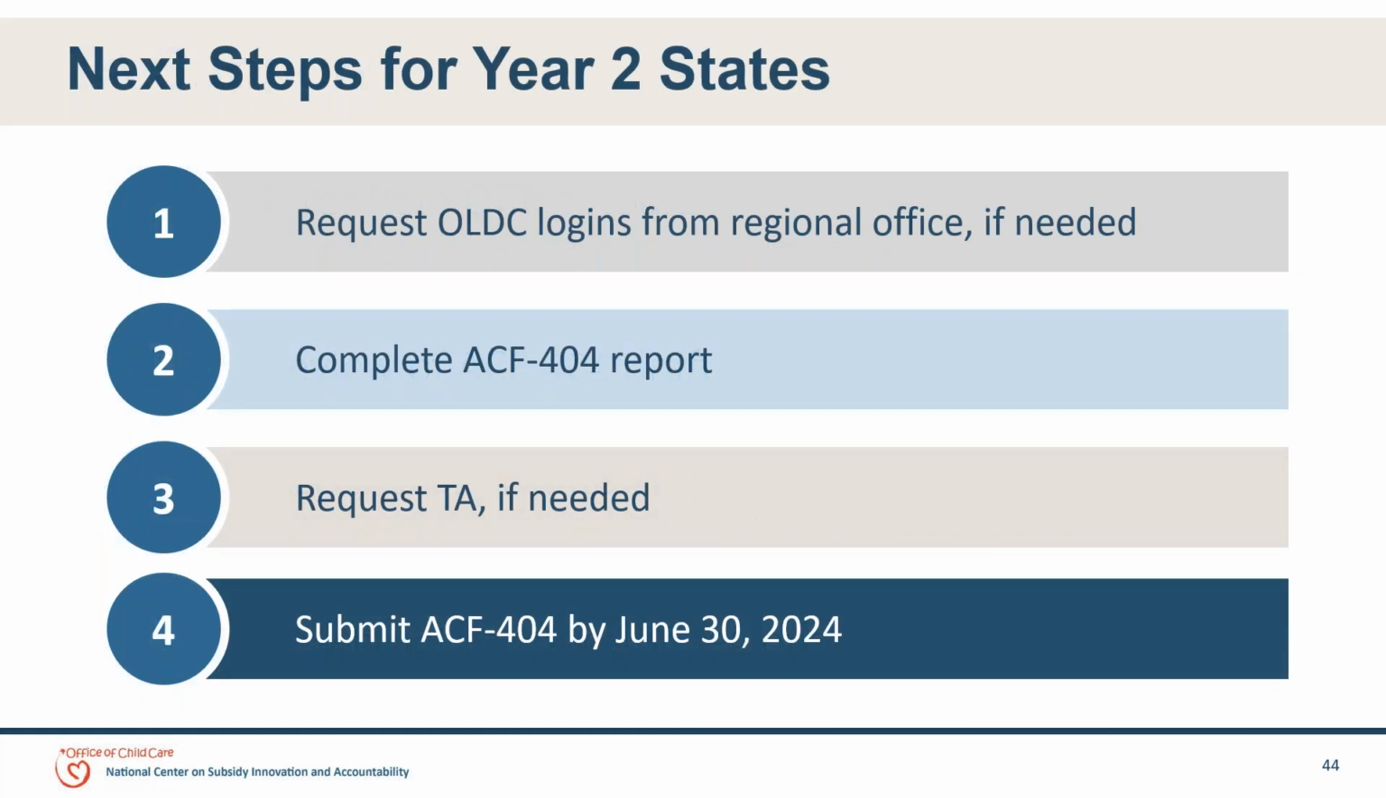Right, here's your next steps. Request OLDC logins if needed. If you already have your logins, please test your access to make sure you're able to get into the system. Complete your report, request TA if needed, and of course submit by June 30th, which is actually July 1st because June 30th is on a Sunday.